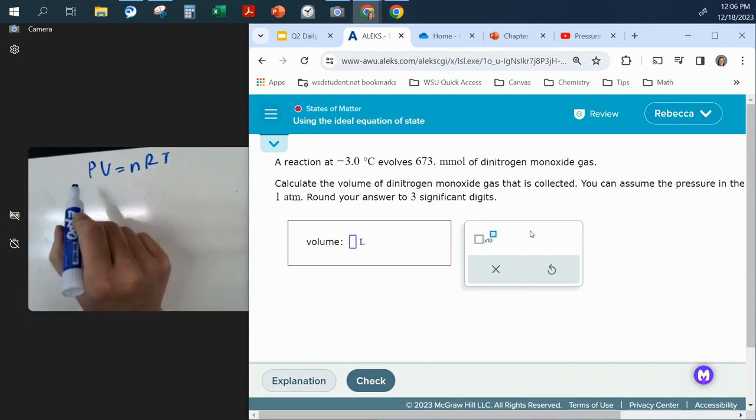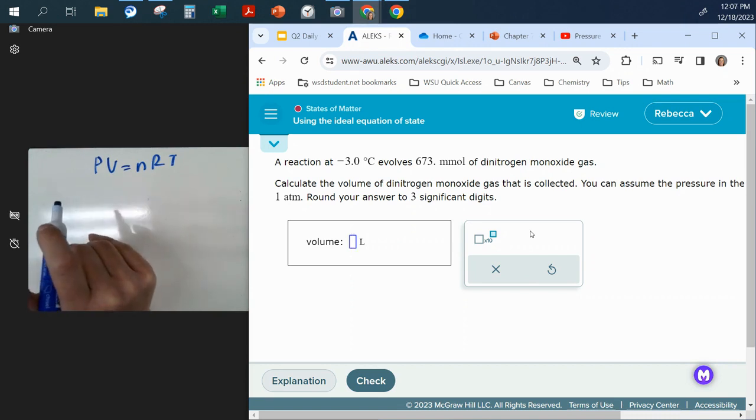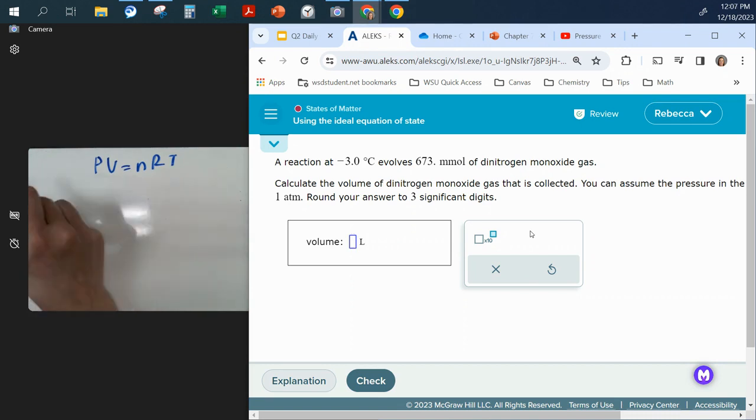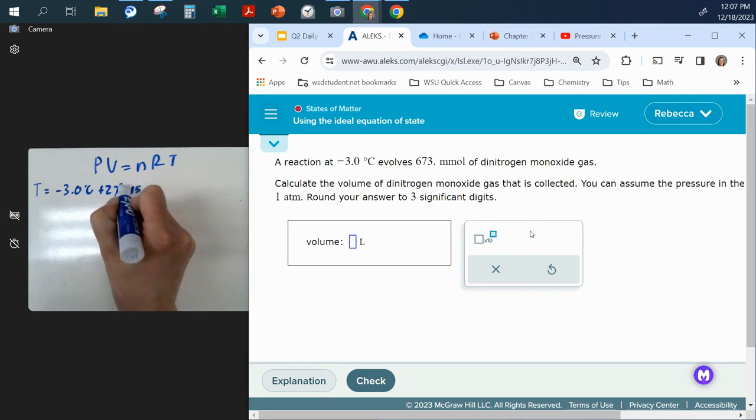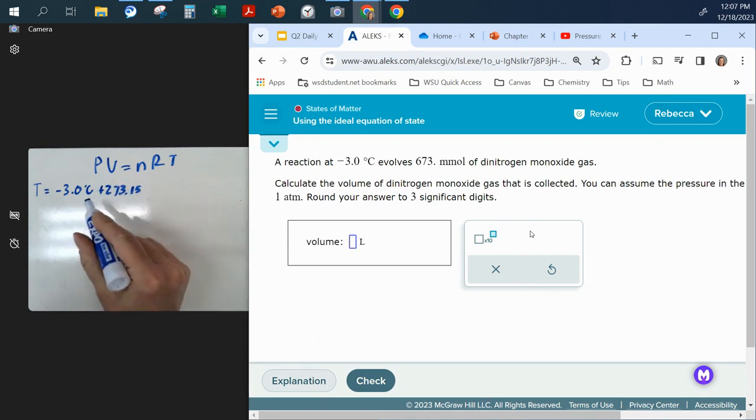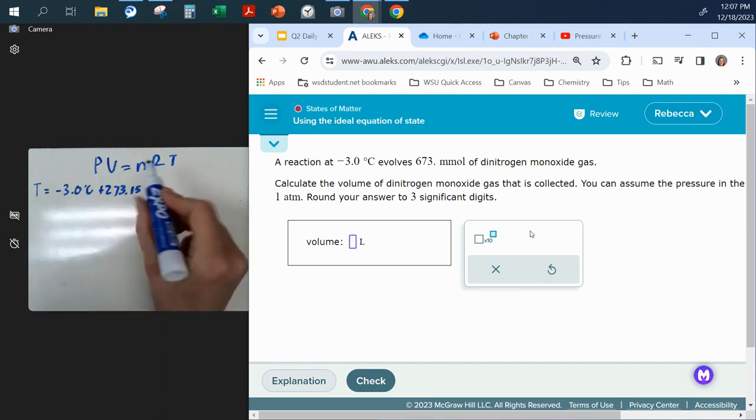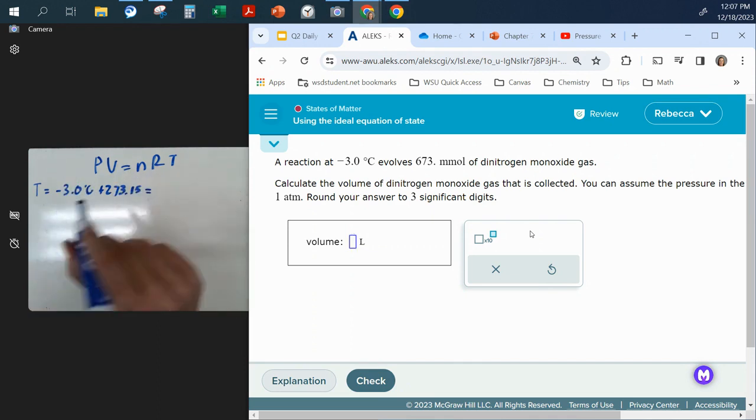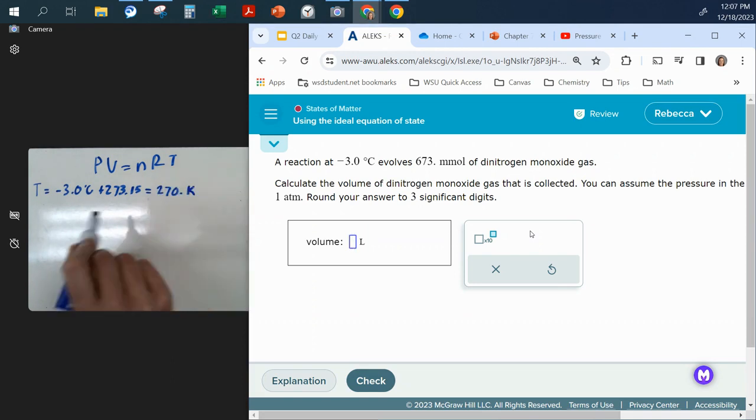Okay, so we're going to write down all the things that we have. It says a reaction at this temperature. So we have temperature, -3 Celsius, so plus 273.15. Anytime I see temperature not in Kelvin for this chapter, almost every time I'm going to put it in Kelvin.